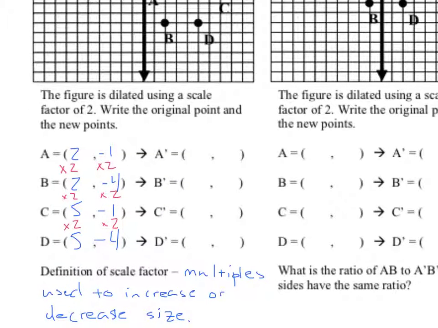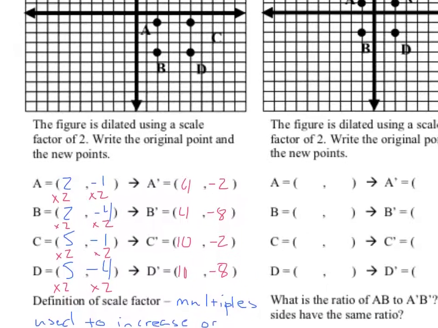So my scale factor is 2. That means I'm doubling the size, and I can do so by multiplying everything by 2. 2 times 2 is 4. -1 times 2 is -2. 4, -8, 10, -2, and 10, -8. And these would be all of my new points. And according to my hypothesis, my explanation, that should mean that whatever shape we get out of this is going to be twice the size of the original shape, but still be the same quote-unquote shape. Okay? It will be similar.